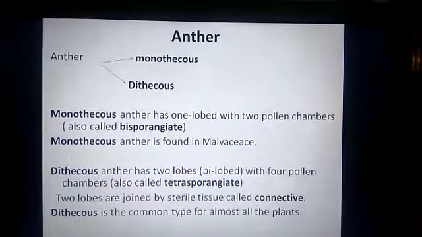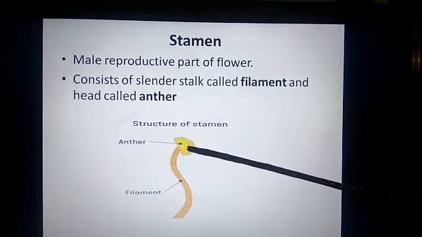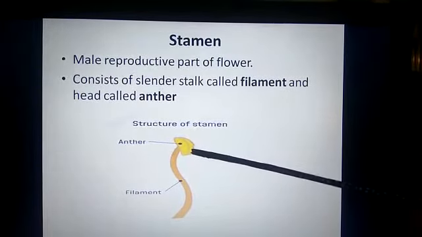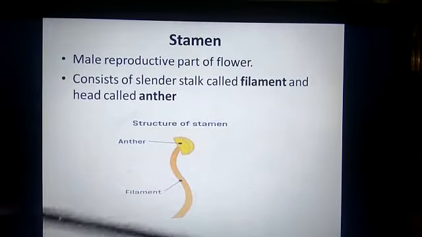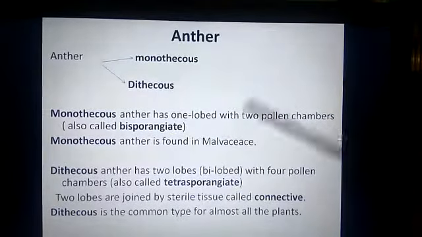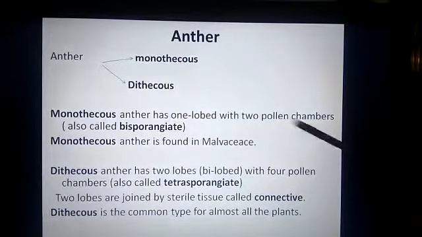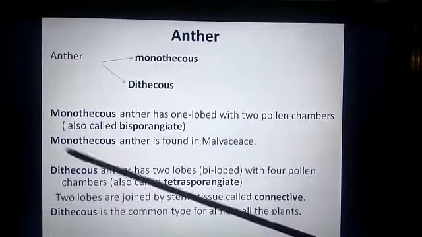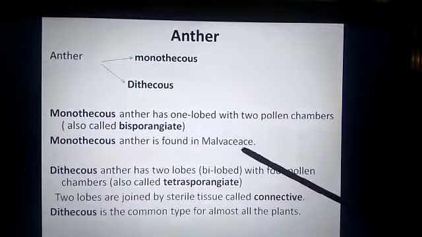Remember lobe? This is called anther lobe. So in case of monothecous, there is only one lobe. You see here two lobes, but in case of monothecous anther, there is only one anther lobe. And this one lobe has got two pollen chambers. That is why it is also called bisporangiate. Monothecous anther is found in family of Malvaceae.